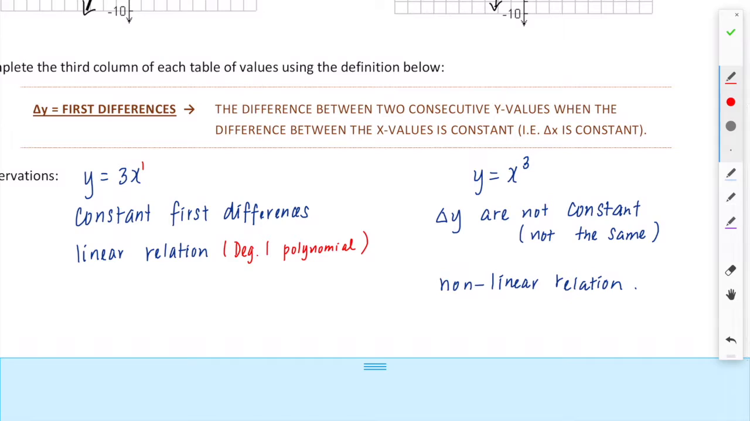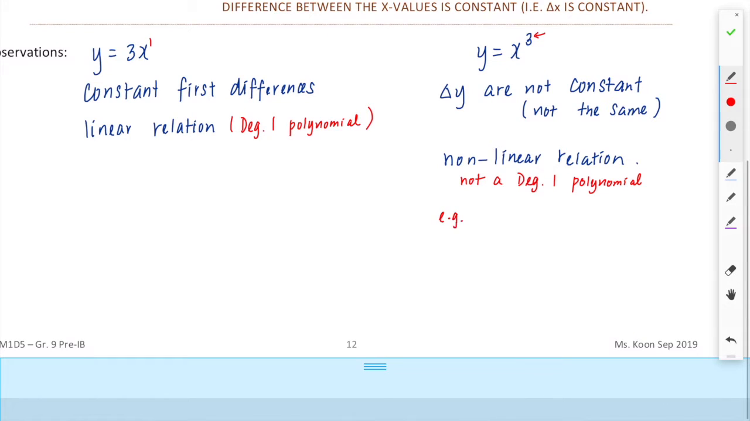But when I look at y equals x cubed, which gave me a nonlinear relation, we can say that any nonlinear relation is not a degree 1 polynomial. So you might be wondering, what do you mean? Well, for example, if I have y equals 4x squared plus 2x minus 1. Well, don't you have an x in there? Yeah, but I also have an x squared in there, right? So this is a degree 2 polynomial. When you graph this out, it will be a curve.